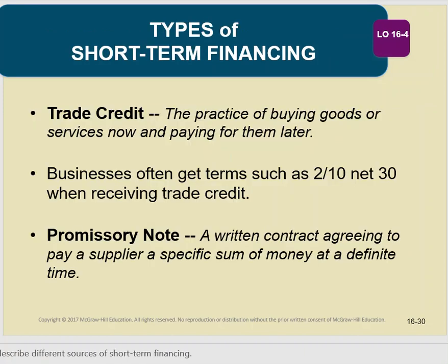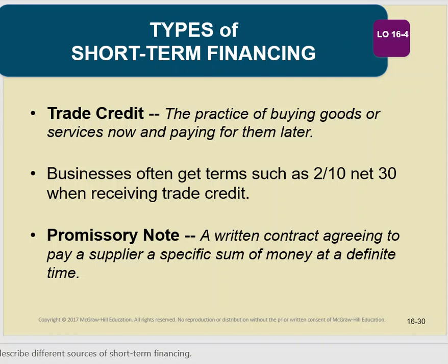First, we're going to look at several slides dealing with types of short-term financing. Well, the one that everyone uses, even if you may not know the technical name for it, is trade credit. And that's where you buy goods or services now and pay for them later. And oftentimes, you'll see such terms with trade credit as 2/10, net 30. That means if you pay the bill within 10 days, you get 2% off, or you have 30 days to pay the entire full bill.